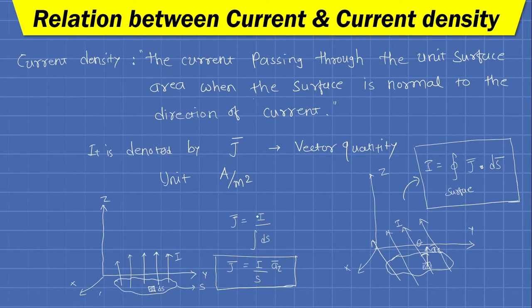That is why we can write J bar equals I by S. But this is a very general representation of current and current density, where there may be some non-uniformity, non-regularity and non-symmetricity. So at that time, in a general representation, we can write I, that is current through any medium, be it liquid or gas or dielectric, anything, must be equal to the closed surface integration of current density dot product with the differential surface.